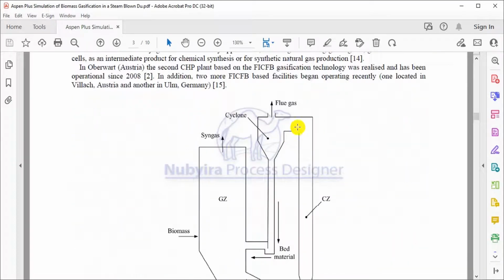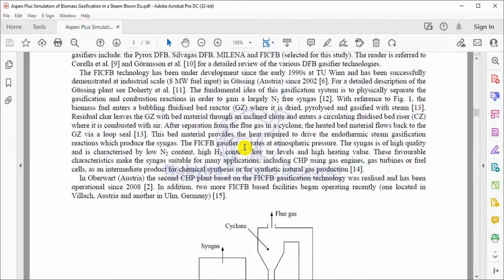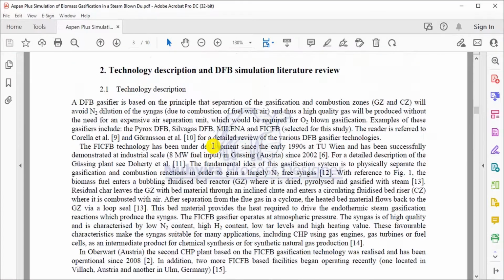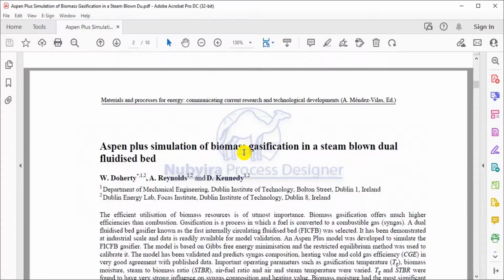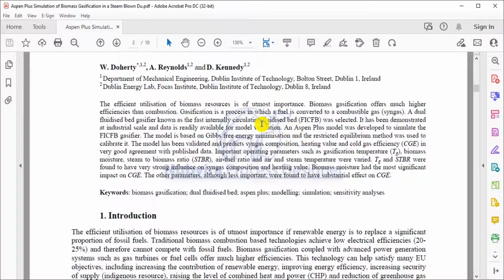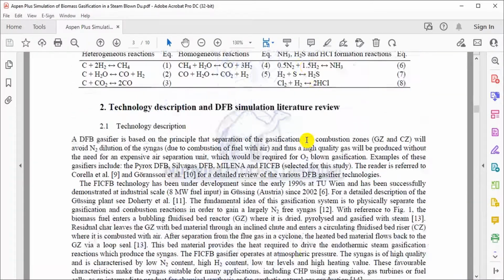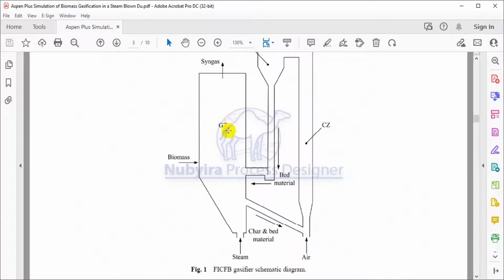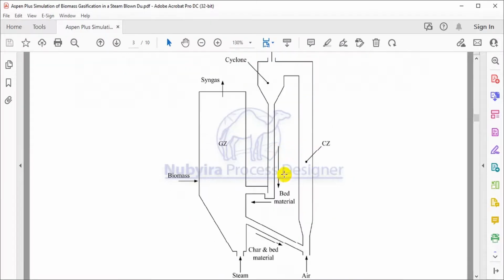So these are the major processes, the type of process called FICFB, meaning fast internal circulating fluidized bed. It has a gasification zone, a combustion zone, and a cyclone. Gasification is the process whereby biomass material is converted to syngas. Syngas, in the sense of CO, CO2, hydrogen, methane, can be used in industry to produce heat.